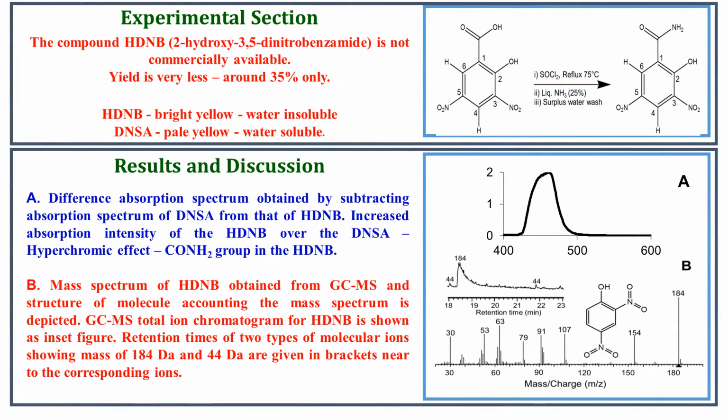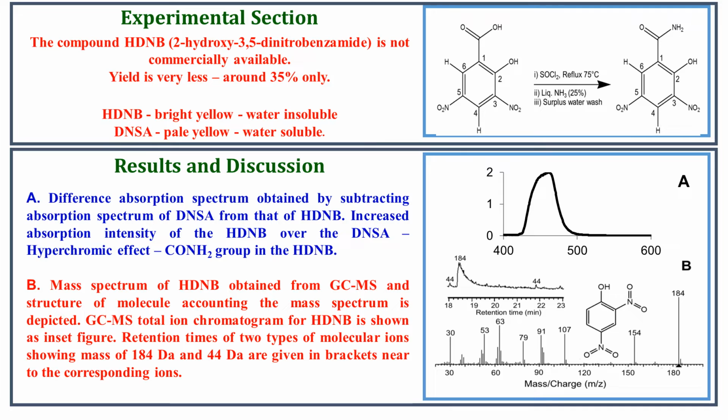The schematic diagram in the top panel of the slide outlines the chemical synthesis of HDNP from 3,5-dinitrosalicylic acid, which is abbreviated as DNSA in this study. The DNSA was first converted into its acid chloride, which was then converted into amide. The bottom panel of the slide depicts the difference absorption spectrum and the GCMS spectrum. As you can see in the slide, the hyperchromic effect of HDNP over DNSA could be attributed to the presence of a CONH group at the first position of the HDNP, whereas a COOH group is present in the counterpart DNSA.